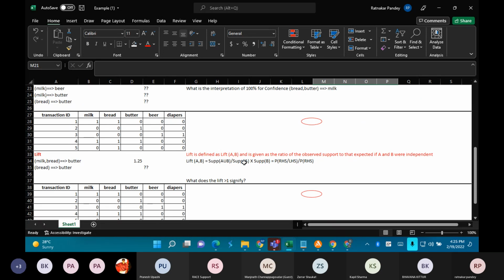Anyone who volunteers to explain the lift to me? Lift, not left. Lift.